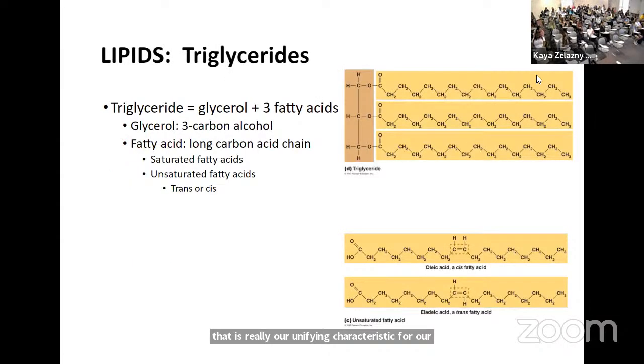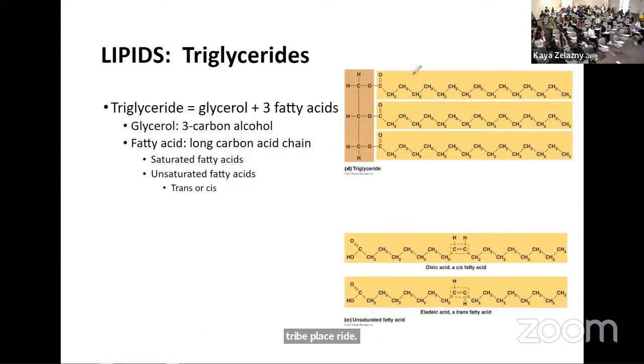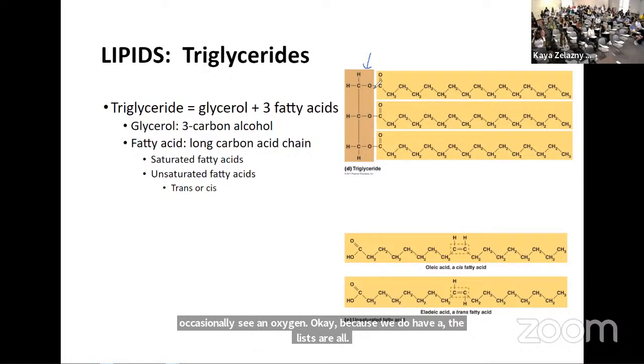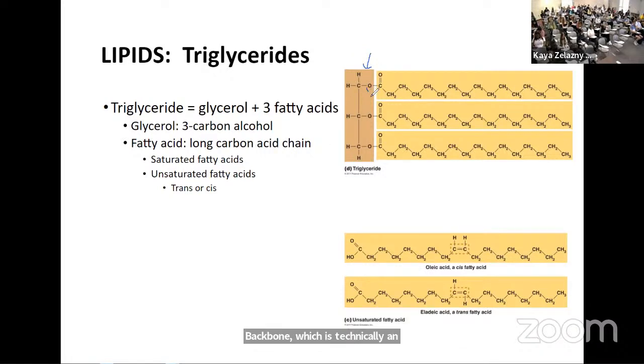Our most stereotypical lipid that we will think about is our triglyceride. This is why I began by warning you that you'll occasionally see an oxygen. Because we do have a glycerol backbone, which is technically an alcohol, we see an oxygen there. And we do see an oxygen here at the beginning, right, as we bind into our fatty acid chain.